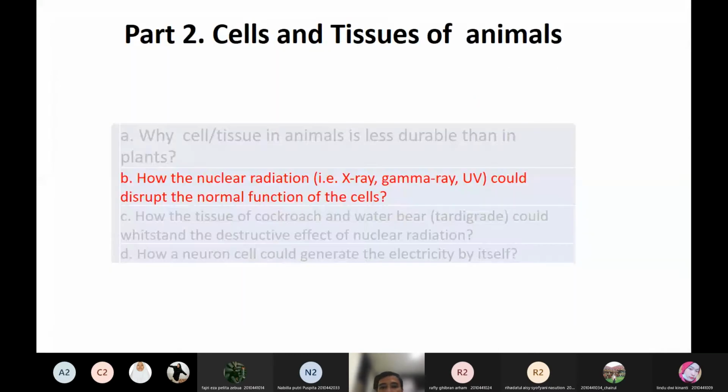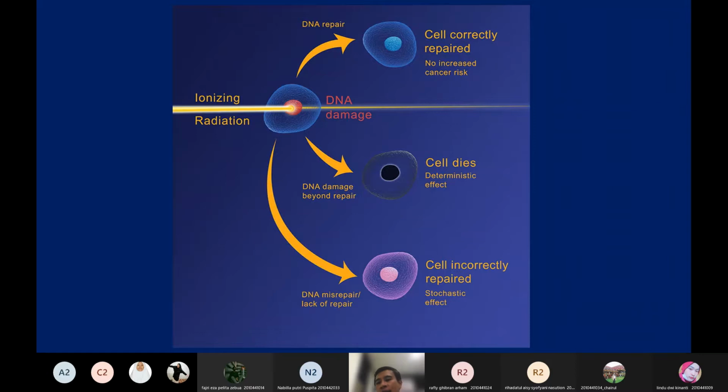And the next question is about nuclear radiations, for example X-rays or gamma rays or any kind of rays, including the ultraviolet UV radiations that we may be exposed to every day in our life, particularly in tropical regions like our region here. So why could radiations affect the normal functions of the cells? Gibran said that it could damage the nuclei. This is the particular damage.